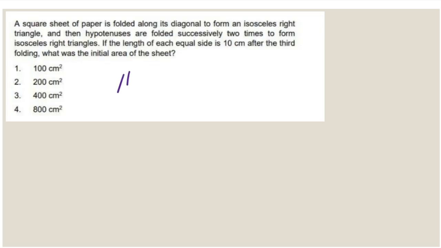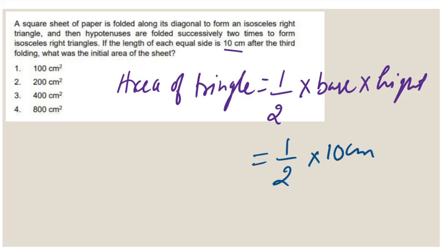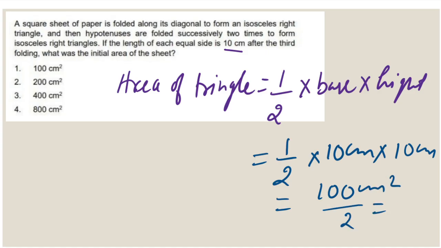So what will be the area? Area of triangle will be 1 by 2 into base into height, and it is already given 10 centimeter. So it will be 1 by 2 into 10 centimeter into 10 centimeter. So 100 centimeter square by 2, and we will get 50 centimeter square. So this will be the area of the triangle, correct? Now we need to calculate the area of the square sheet of paper, right?